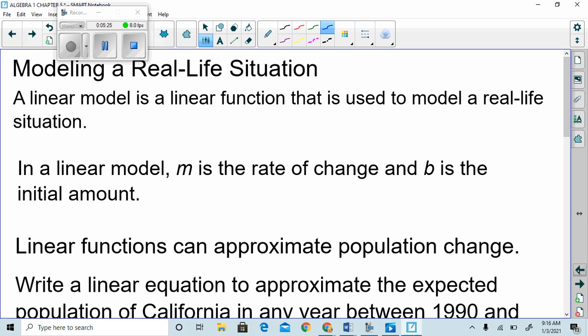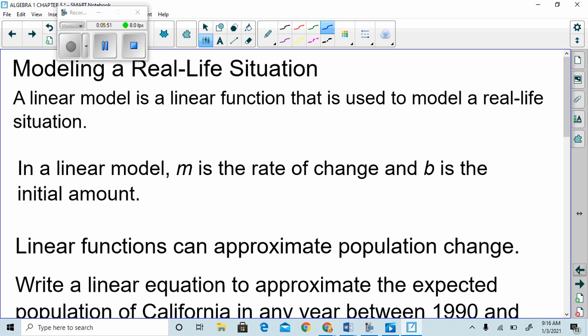Now, thinking about writing these equations and looking at graphs, you're saying, well, will I ever really use this? Well, when we do certain types of investigations, we can create a graph in order to get a picture of seeing change over time, which is slope. So a linear model is just simply a function that's used to model a real life situation.